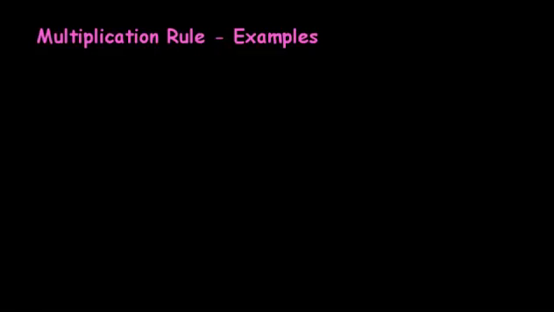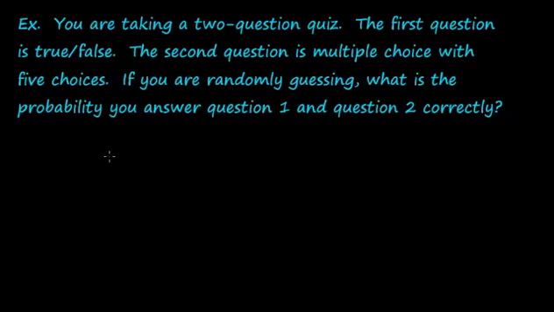Now let's look at some examples that use the multiplication rule. In this example, you're taking a 2-question quiz. The first question is true-false. The second question is a multiple choice with 5 choices. So say you didn't study for this quiz, you are completely guessing, you have no idea, so you're randomly guessing. What is the probability you answer question 1 and question 2 correctly?